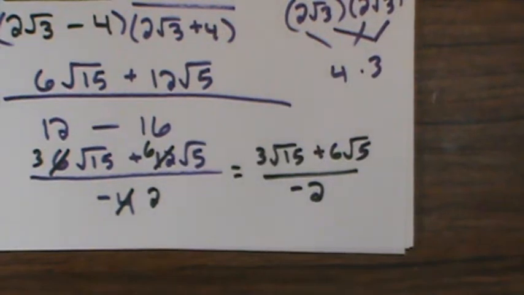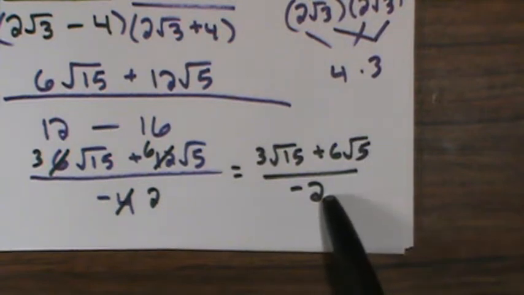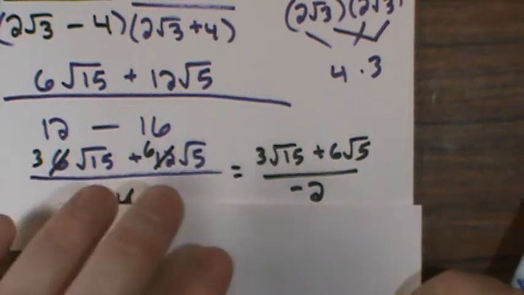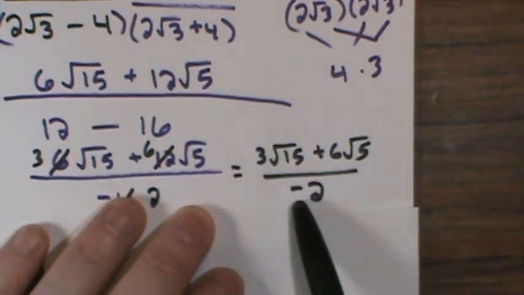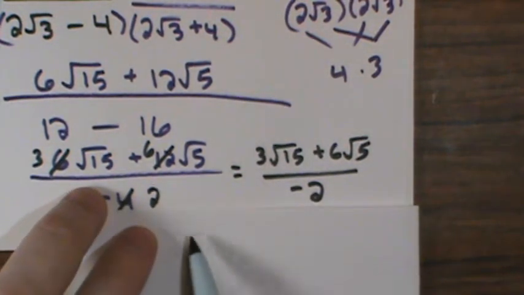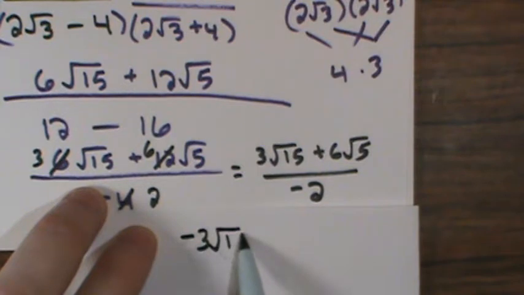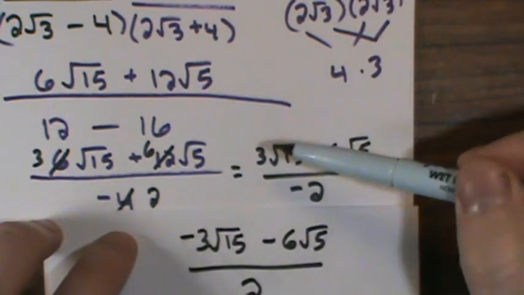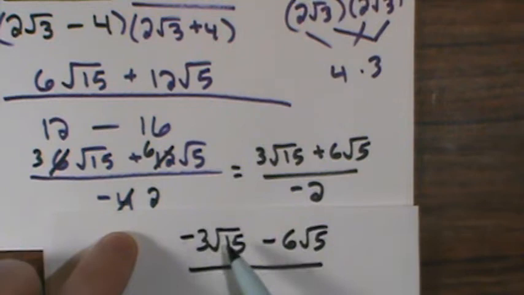Once again, here's an opportunity to talk about how, like on a standardized test, a multiple choice test, you might work a problem out and then that not be one of your options. You are expected to be able to identify equivalent forms. An equivalent form for this would be when I take this negative and distribute it across the top. So maybe I would write negative 3 rad 15 minus 6 rad 5 all over positive 2. Note how each and every part just changed signs.